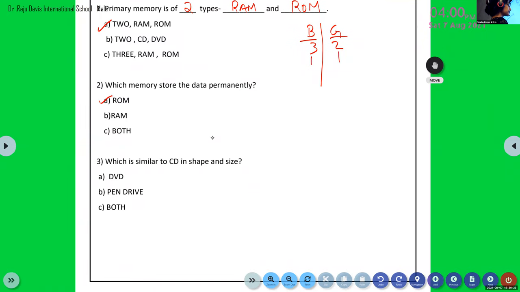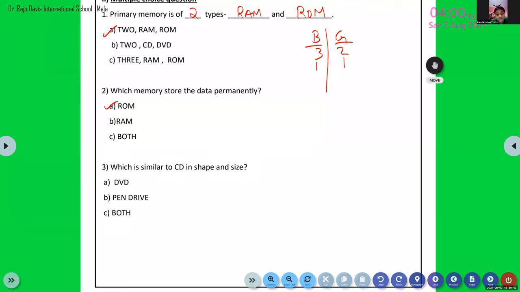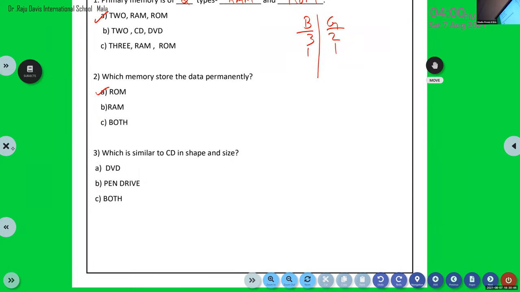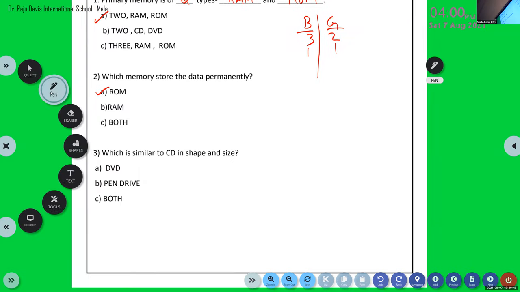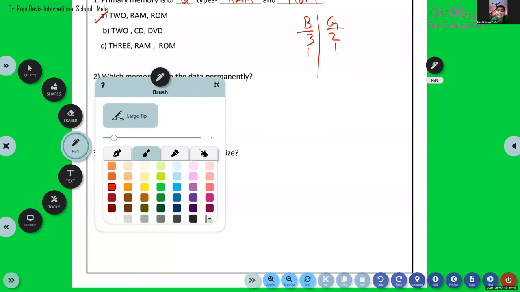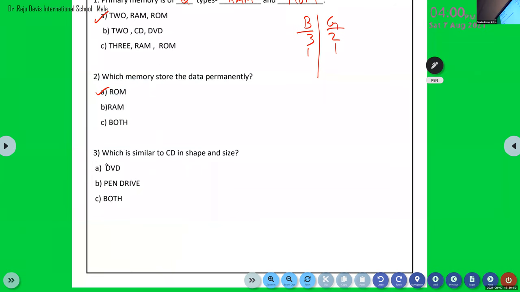Rahul. Yes, ma'am. Third one. Which is similar to CD in shape and size? Ma'am, A. Which means that DVD, right? Yes. So DVD stands for, Rahul? We have discussed now. DVD stands for?